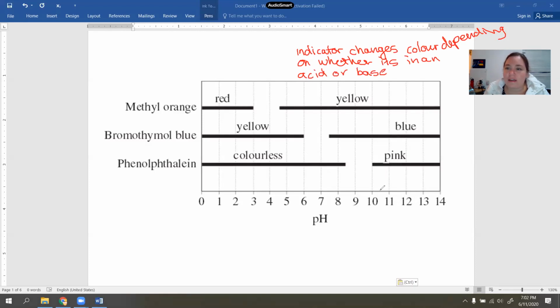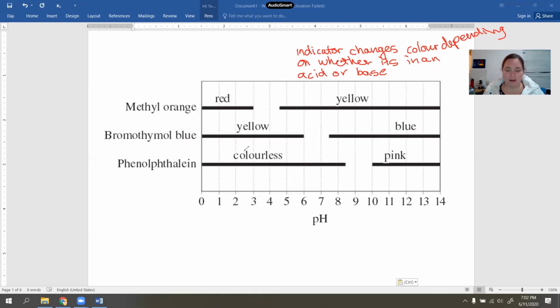Technically, all indicators are, to a certain degree, themselves acids or bases, and they either become protonated or deprotonated, fancy words for gaining and losing a proton. And as they do, they change color. In fact, if you've got a hydrangea outside in your garden, those big pom-pom flowers that are blue and pink and purple, those are also indicators. They change color depending on whether they're in an acid or a base.